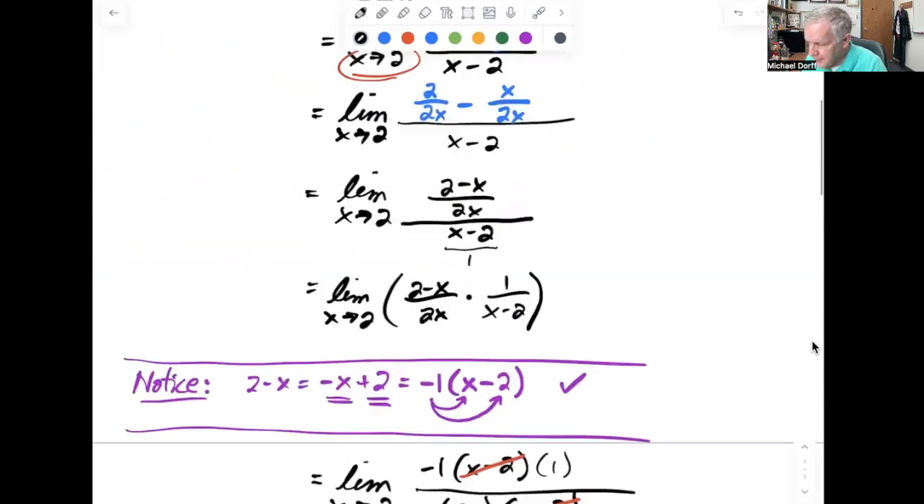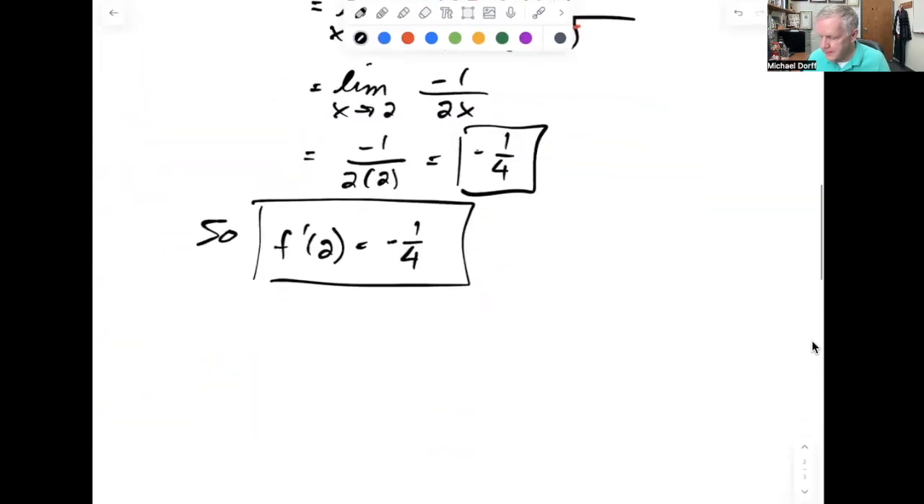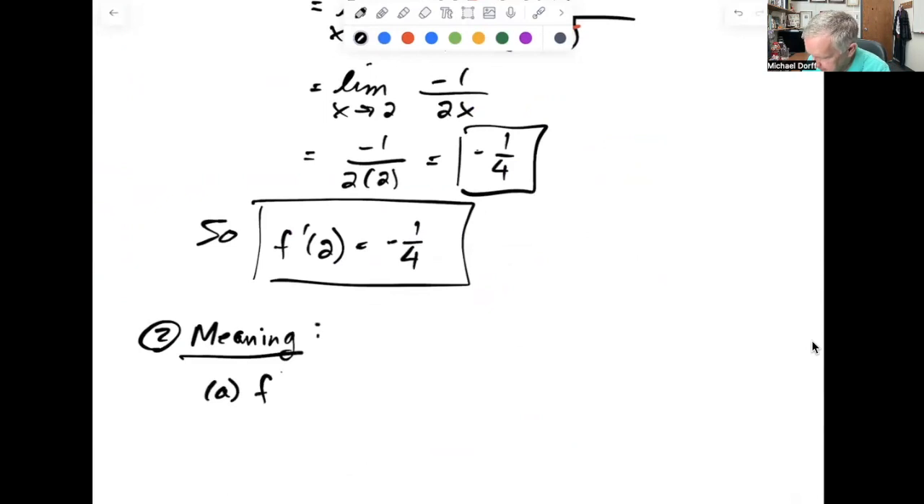Okay, so that's the first thing that we talked about when we talked about derivatives. We did the definition of the derivative at a point. The second thing we talked about is the meaning of derivatives. One of the meanings of the derivative is that it equals the slope of the tangent line. And specifically, what do we mean by the slope of the tangent line?